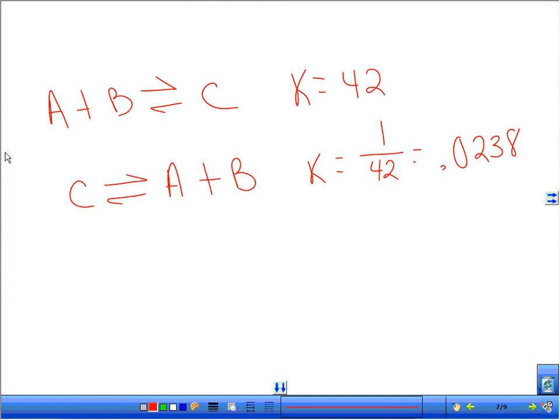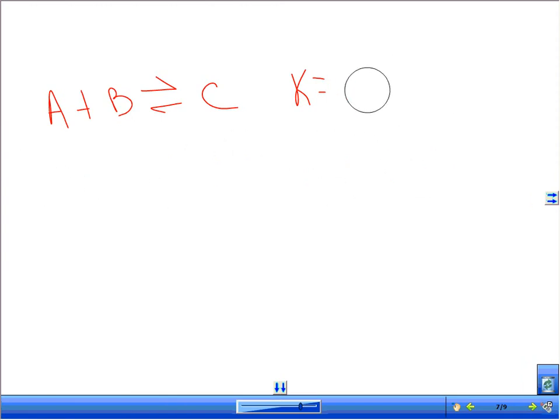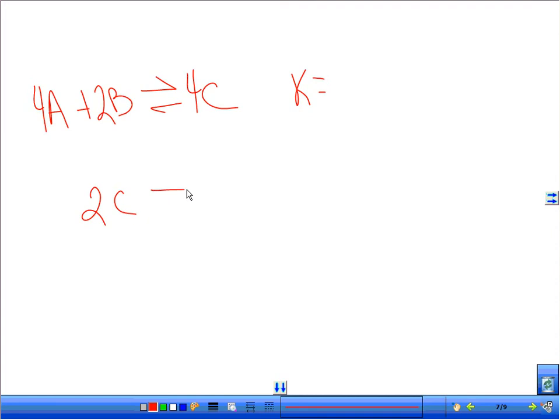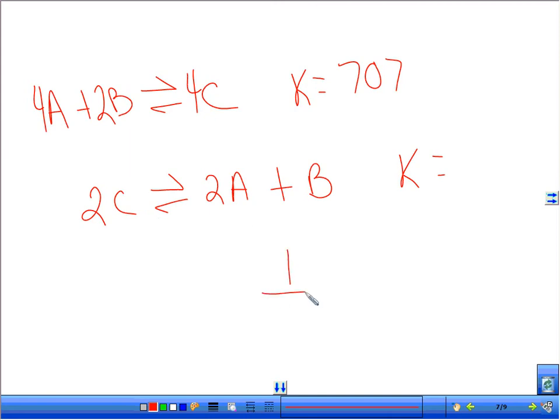Then I told them, well, what if you had something like, this one's 4, this one's 2, maybe that one's 4, and I gave you this equation. Let's see, we'll do 707, I don't know, I'm just making up numbers. So if you had 2A plus B there, I asked what would the new K be, and you have to look and see what I did with these two equations here. Well, I flipped it, so I would take 1 over 707. That's going to account for the flipping. That's not all I did. I actually also halved it.